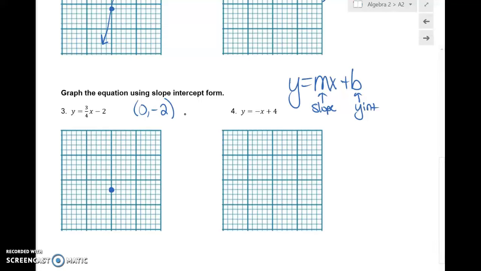Okay, so our slope is 3/4. That means from this point we go up 3. 1, 2, 3, 4 over 4. Up 3 over 4. And then draw in a super beautiful, awesome, straight line. Hey, I did decently on that one. Try number 4 on your own. Y-intercept of 4, slope of -1 over 1. Extend your line over the whole graph with arrowheads.